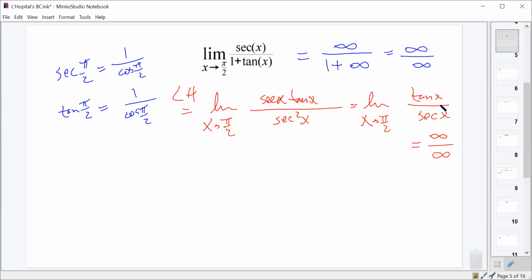And so we've got to find a way to simplify the trig, and what you said is exactly right. This is the same as the limit as x approaches pi over 2 of sine over cosine over 1 over cosine, which is just sine. And as x goes to pi over 2, sine x is just the sine of pi over 2, which is 1. Everybody okay with that?